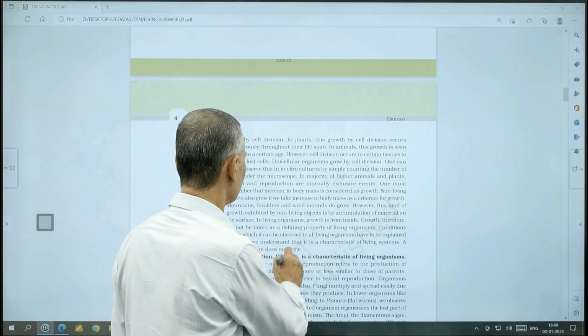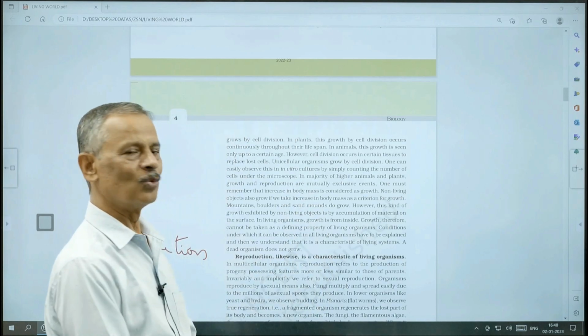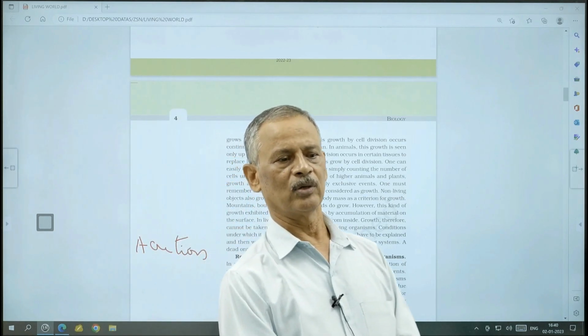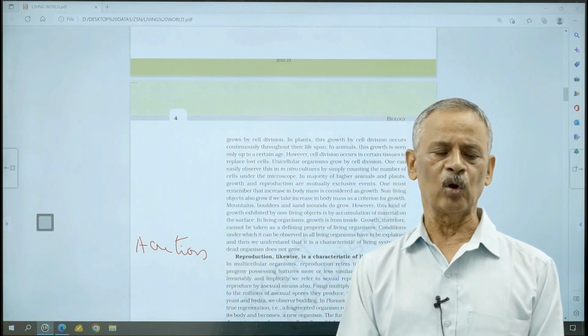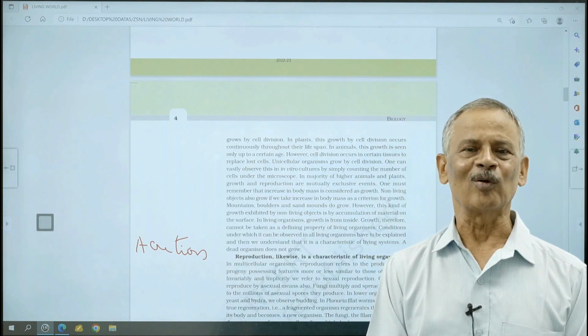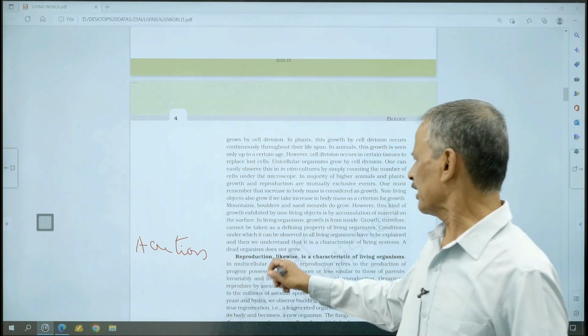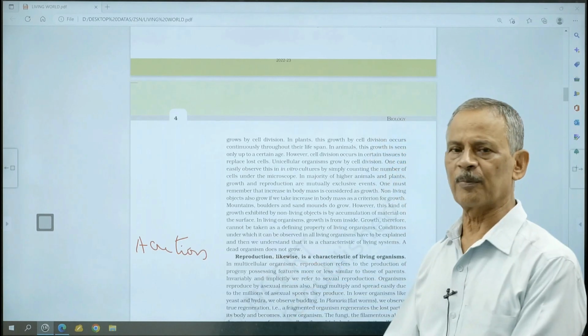Now, similarly, we have to say that only living things are growing. A dead organism does not grow. That's an important point. Only living things will grow. Once they become dead, they cannot grow. Second character is reproduction.